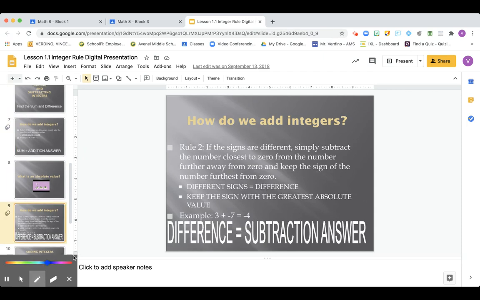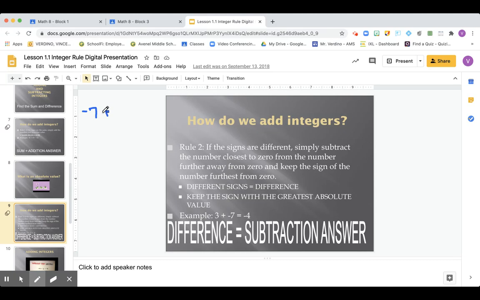Now, if for some reason the signs are different, you are not going to add anymore. You are simply subtracting both of these values. Now, after you have done that, you want to look at the value that is visibly larger. Okay? And that's going to dictate whether or not it's a positive or negative value. So let's look at the first example.